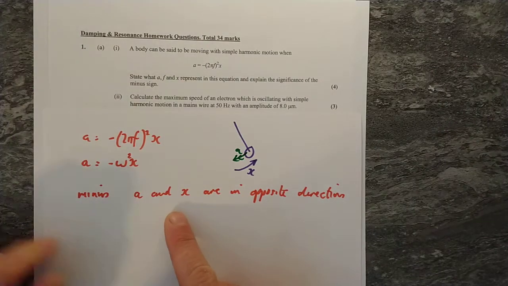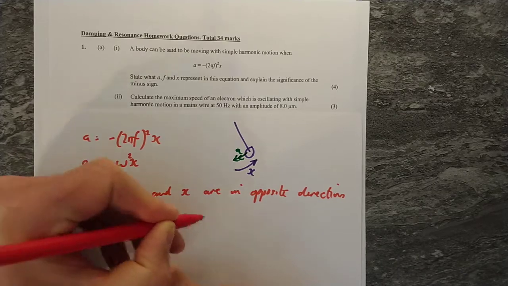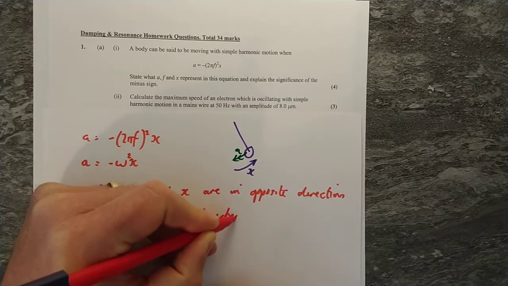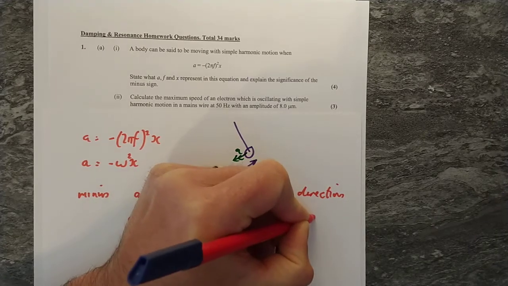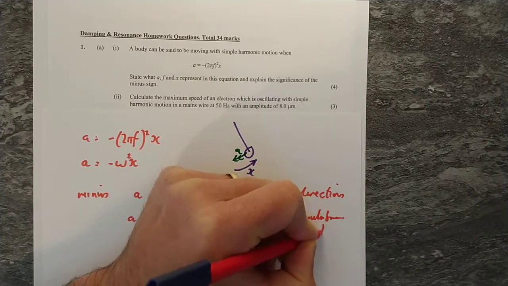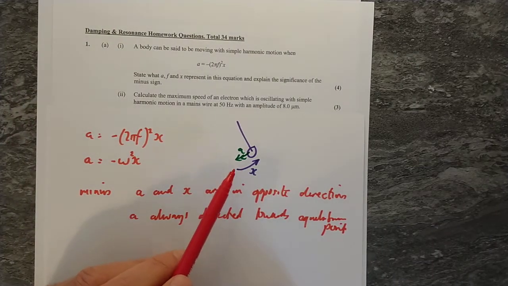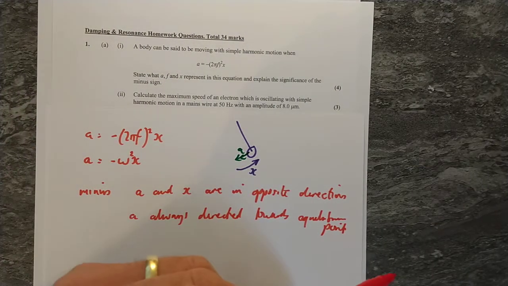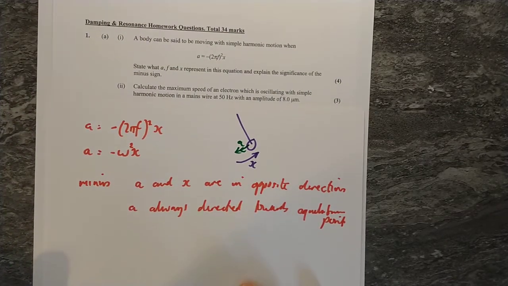Or you can say that a is always directed towards the equilibrium point. That's the same reason, really, because x by definition is a vector quantity of how far it is from the equilibrium point, in the opposite direction.